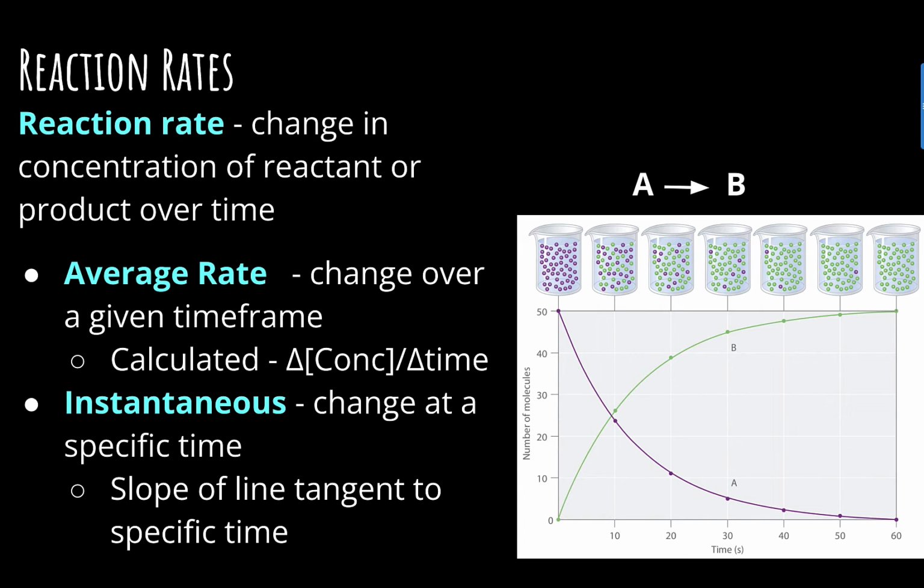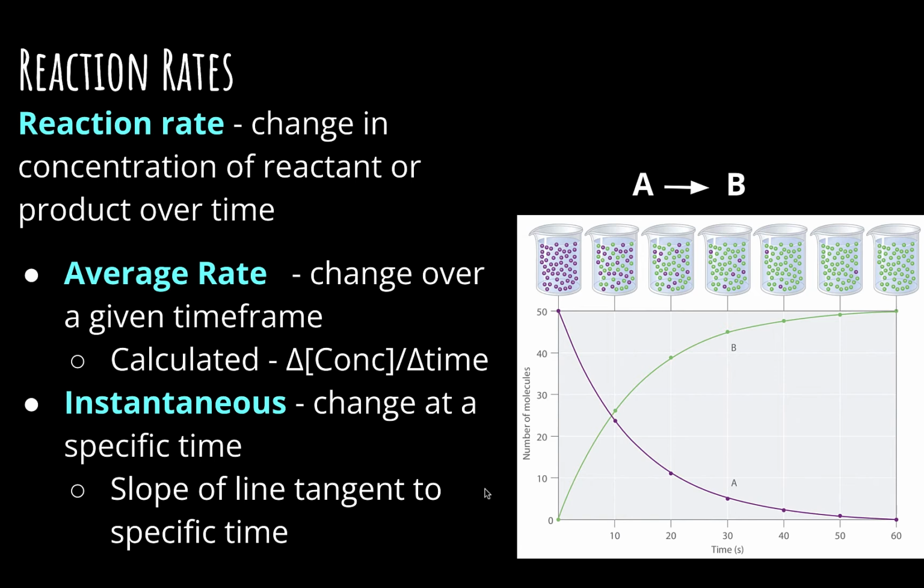An instantaneous rate would be a change at a specific time. To calculate that, you would take the slope of a line tangent to that specific time. So for the instantaneous rate, all you have to know is how to figure out an instantaneous rate. We're not actually going to calculate instantaneous rates.